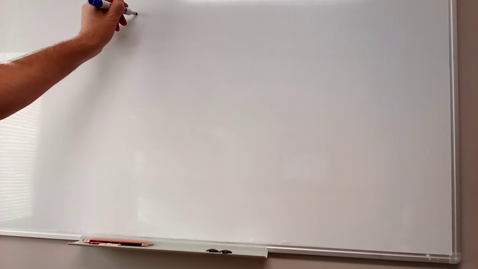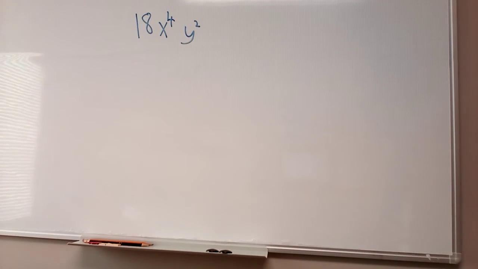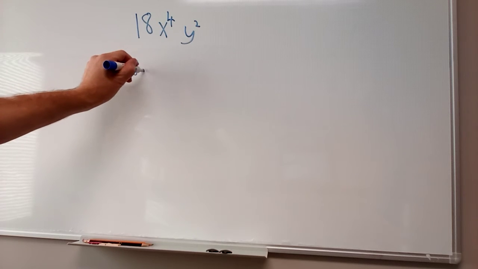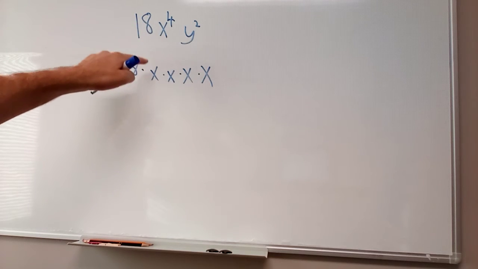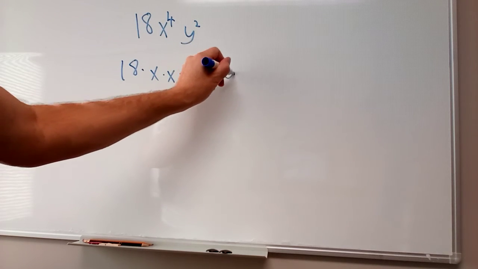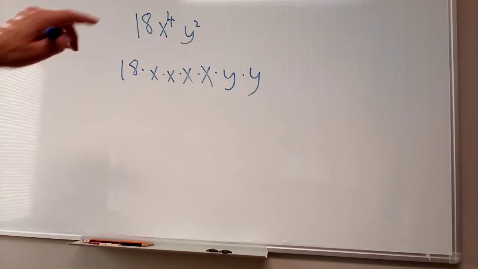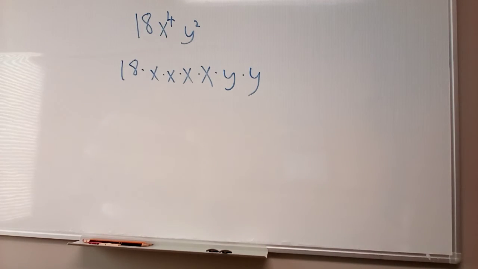So if I had 18x to the 4th power, y to the 2nd power, how would I write that out? I would write out my 18 times x times x times x times x. We've got 4 x's. 1, 2, 3, 4, and then 2 y's, times y times y. Now, it's important to realize that the exponent only goes to the base. 18 is not raised to the 4th power. Only the x is raised to the 4th power.